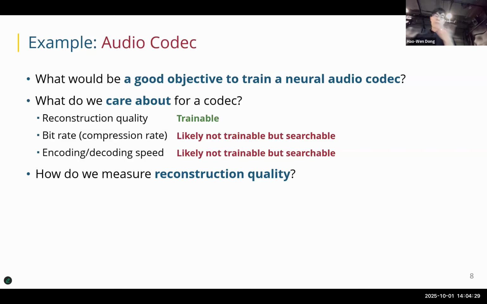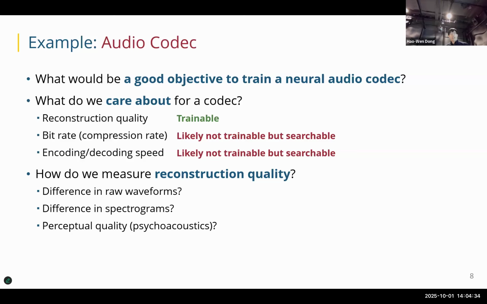So how do we measure reconstruction quality? There could be many different choices. You can measure the difference in raw waveforms. That becomes an issue because, think about a waveform: if you flip it upside down, it actually sounds exactly the same. As we talked about in the Fourier transform, this doesn't change any frequency component. It's just a phase issue where you won't hear any difference. So the difference in raw waveforms is likely very challenging to train.